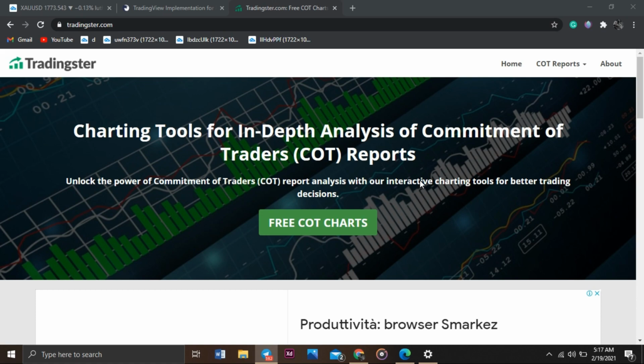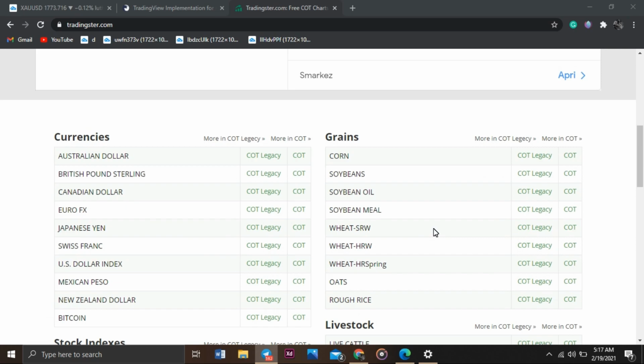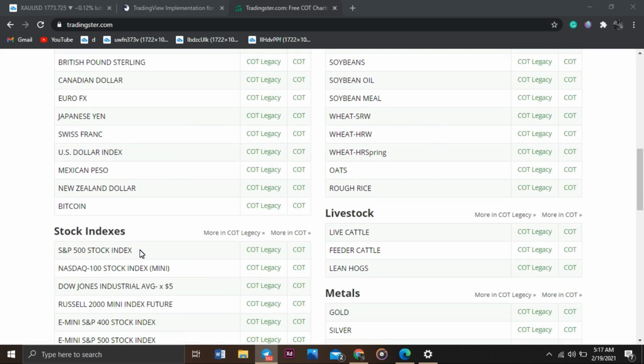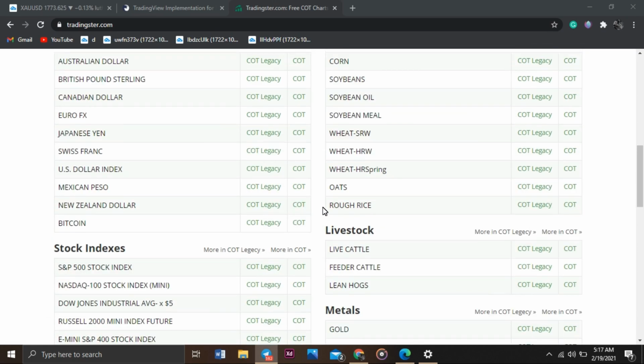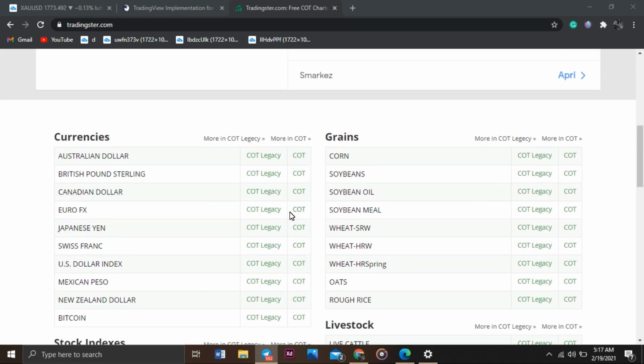So the website I get my COT data report from is Trading Star. There are so many websites around where you can get your COT data report every week, but this is one I actually fell in love with because it's very easy for me to find my way around it. You can easily find all your currencies, stock indexes, treasuries, energies, and metals. You can find everything here. And every Friday, I just come on this website to see what actually transpired within the week.